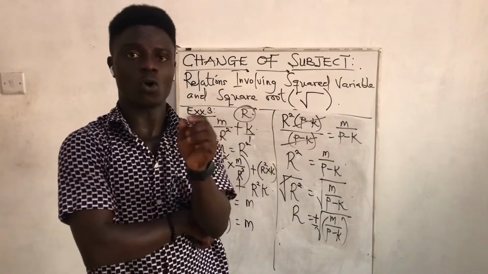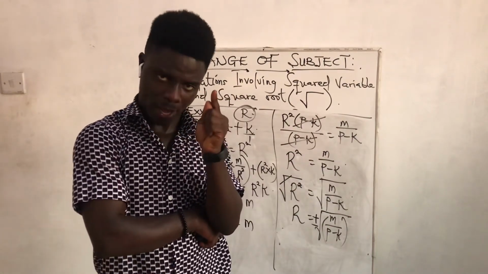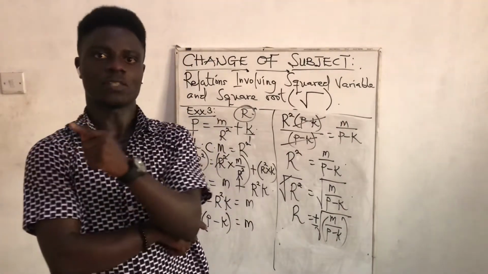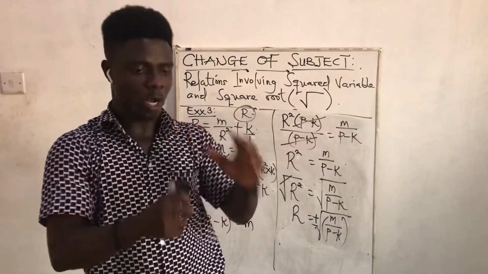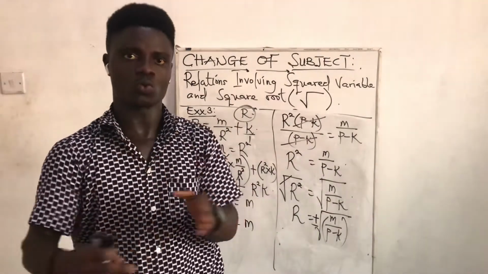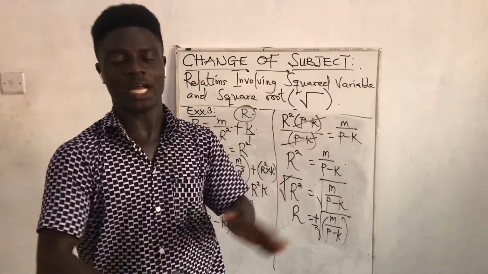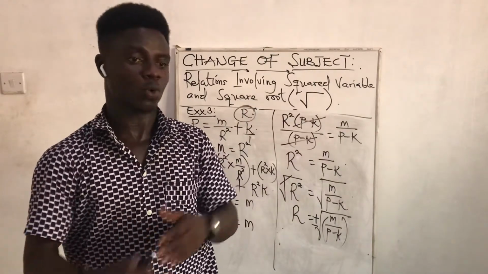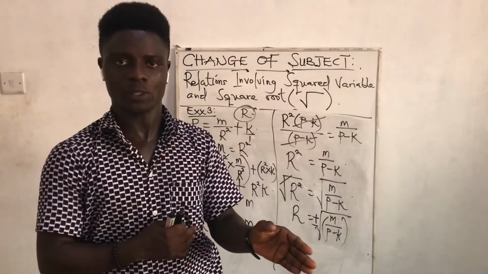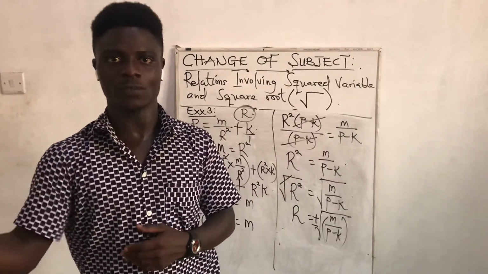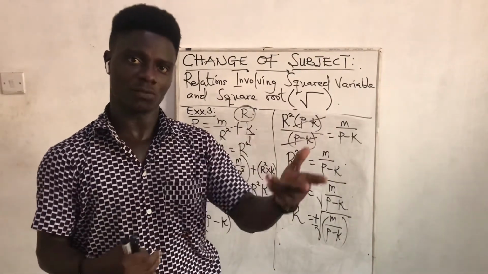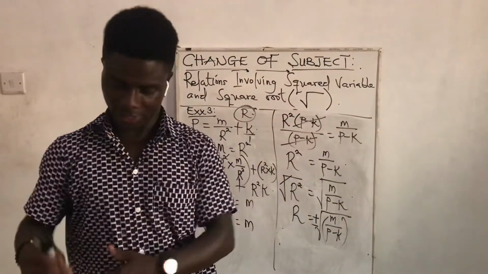So square root of 4 is plus or minus 2, that's minus 2 or positive 2. When you have square root of 9, plus or minus 3, because positive 3 times positive 3, you get positive 9, then negative 3 times negative 3, you also get positive 9. Because negative times negative gives positive, and positive times positive gives positive.